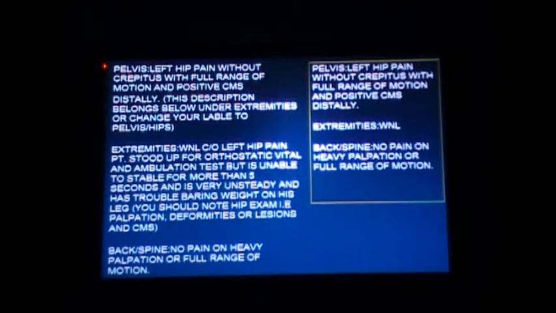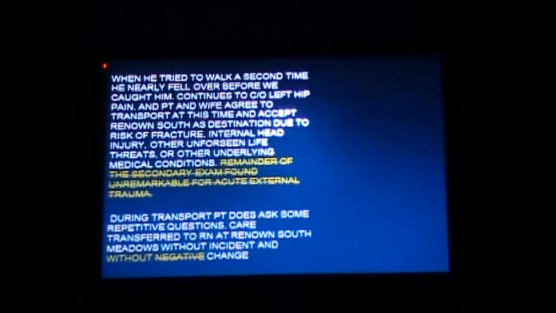I think you should note this hip exam, i.e. palpation, deformities, lesions, and CMS in here, and it was kind of omitted under the extremity section. The original chart was under the pelvis, so just the location. I think the information was principally there. It's just I question where you put it in, again, the template that was provided.